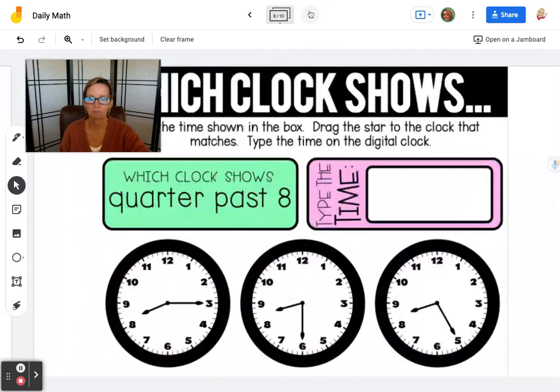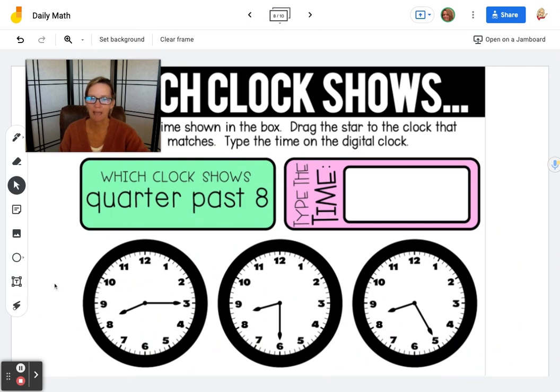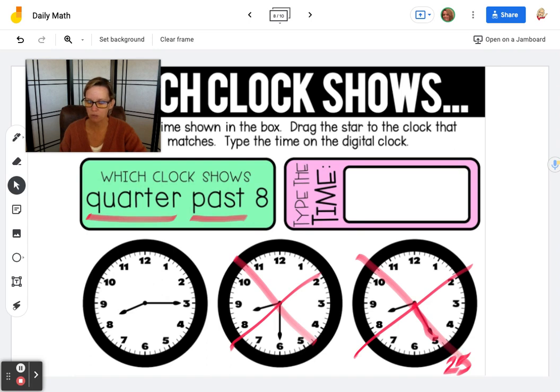Okay, let's do another one. This one is quarter past 8. So if we think about our cheat sheet, quarter past is when the minute hand is on the 3. So if I look at my clocks, the first one shows the minute hand on the 3, so that could be a possibility. The second one shows it on the 6, and I know when it's on the 6, that's half past, not quarter past, so it can't be that one. And this one's on the 5, and that just means 25 minutes after the hour, so it can't be that one.